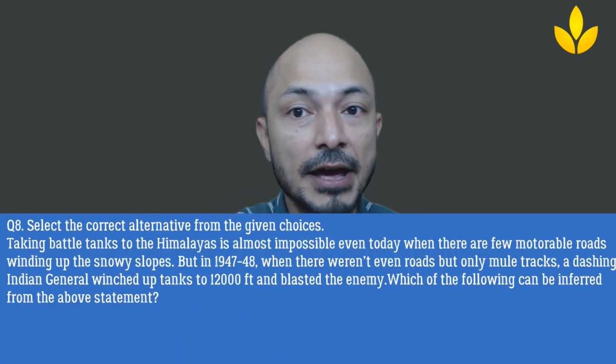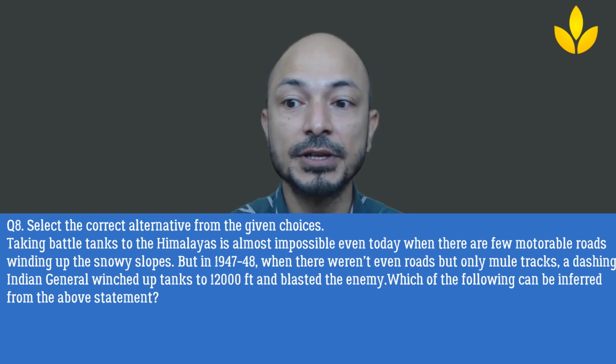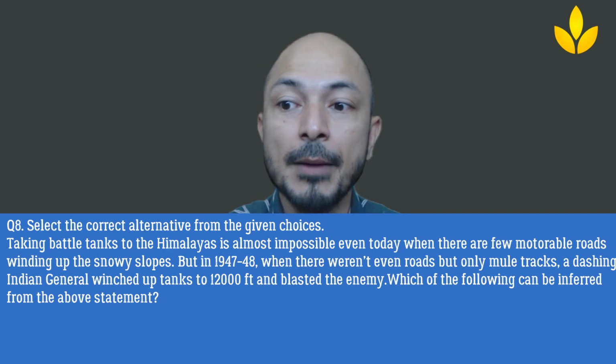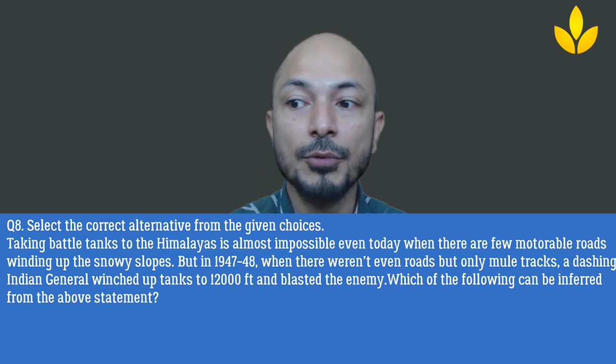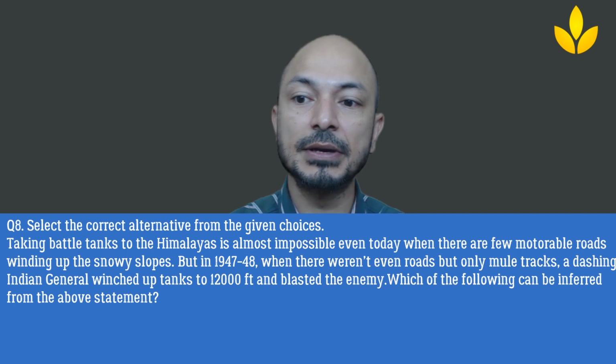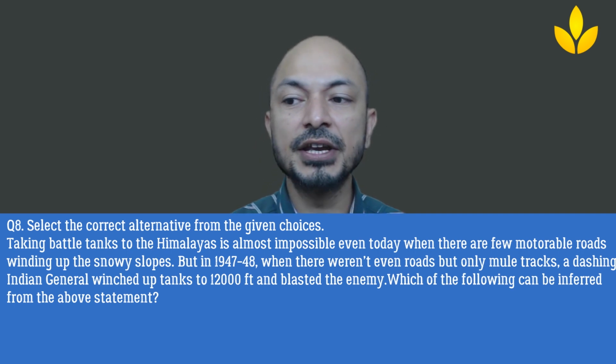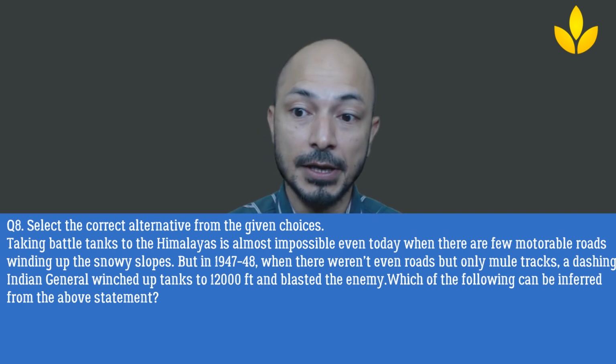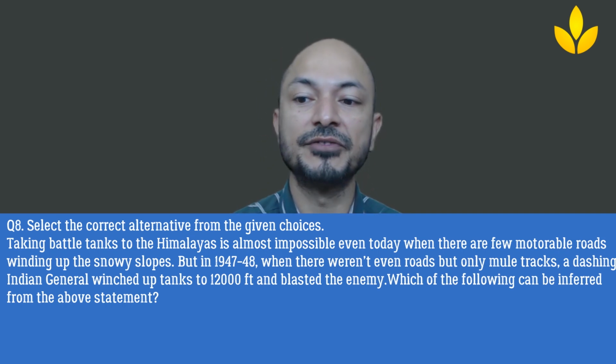Hello, we're here with question number 8 of the Wipro previous papers for the verbal section, and it's sentence inference. It reads, select the correct alternative from the given choices. Taking battle tanks to the Himalayas is almost impossible even today when there are few motorable roads winding up the snowy slopes. But in 1947-48, when there weren't even roads but only mule tracks, a dashing Indian general winched up tanks to 12,000 feet and blasted the enemy. Now, which of the following can be inferred from the above statement?